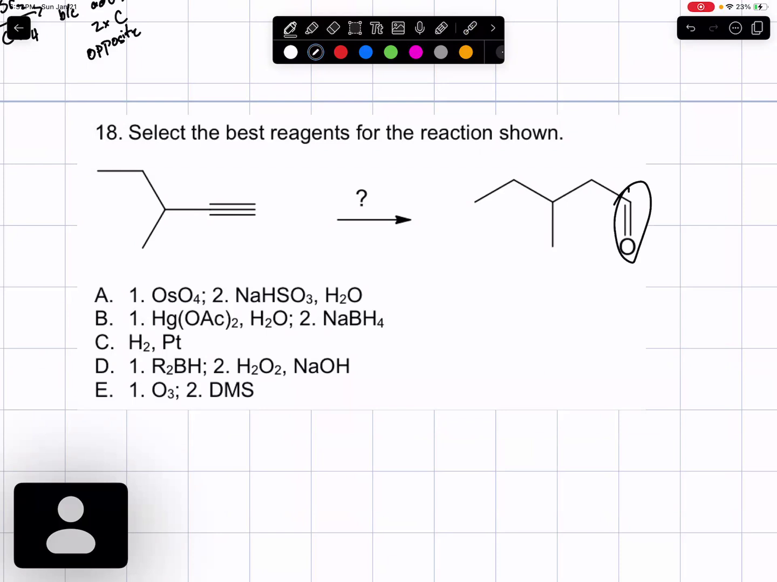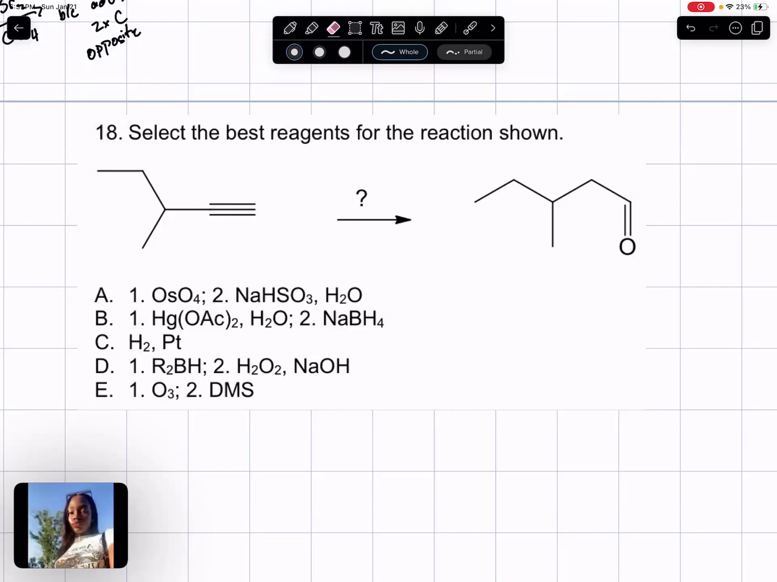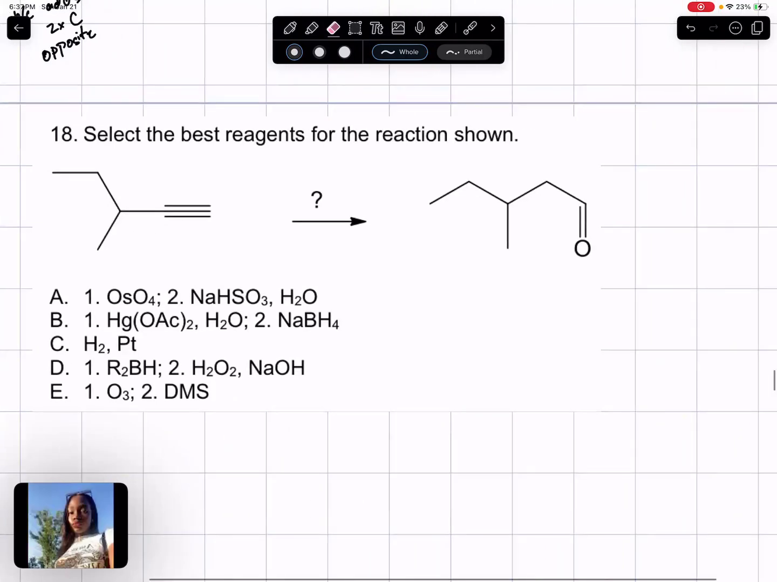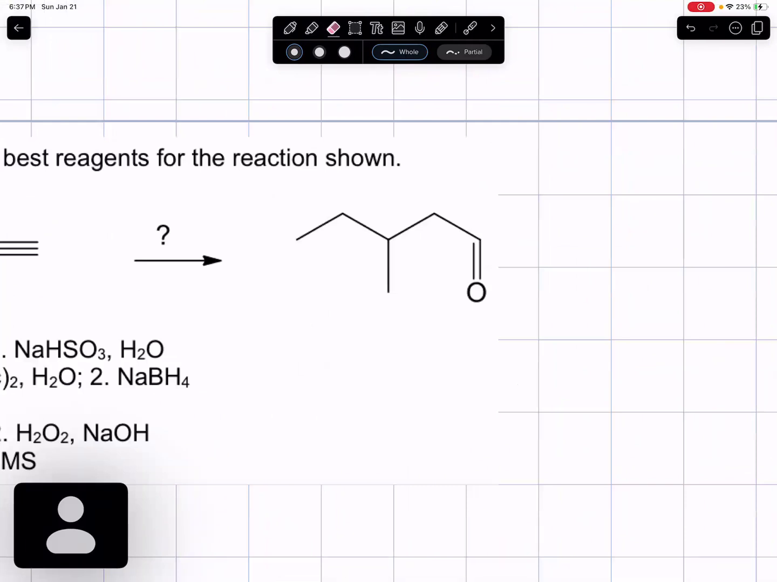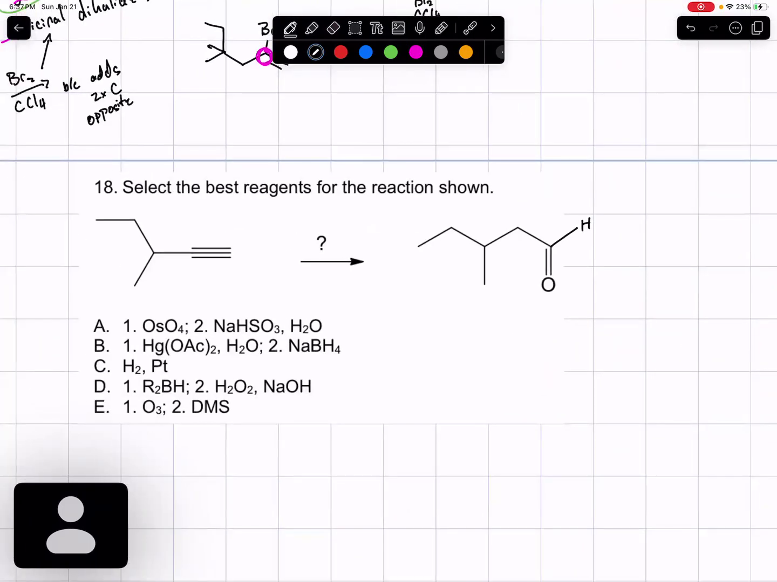Anybody? What's that functional group called? It's not a ketone. It is an aldehyde, because at that carbonyl carbon position there is a hydrogen. It's not an alkyl group. That's the first thing you have to identify, because that's going to influence our choice.